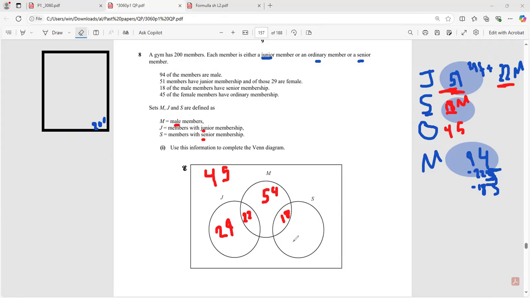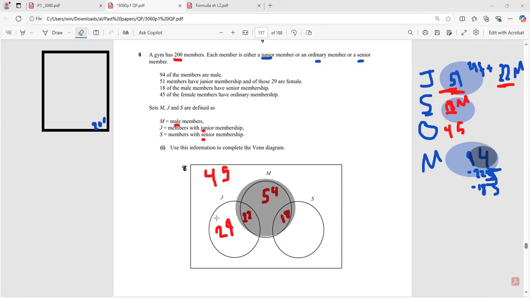And for the senior here, we have 18, but they have a total of 200. So we can add all of this up just to get the rest of the senior. We have a total male. Don't forget, when we add it up, we just take the whole male, which is 94, okay.